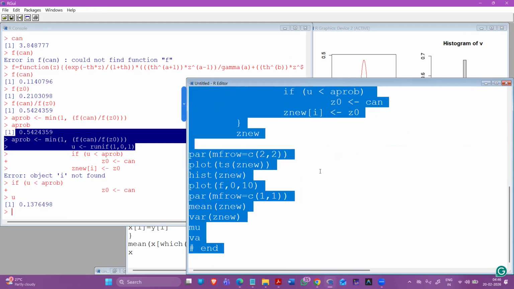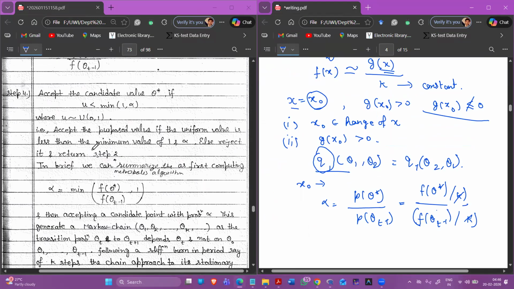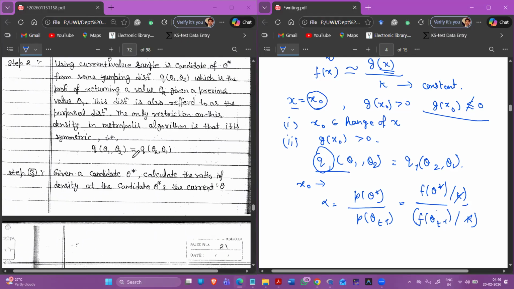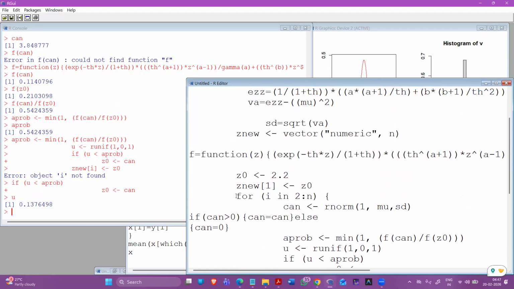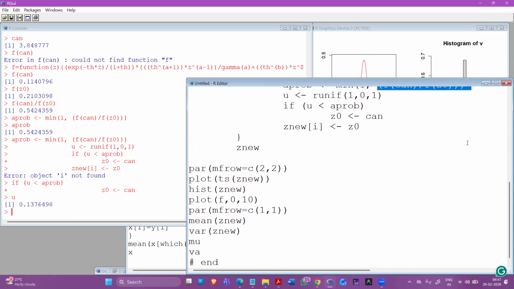Okay. So what am I going to do when I repeat this? Accept the proposed value if the uniform value is less than the minimum of 1 and alpha, else reject it and return to step 2. What is step 2? Generate a random number from your candidate or jumping distribution. Means again you will generate a random value from the normal distribution and again you will compare this ratio with the uniform value. That is your Metropolis algorithm.